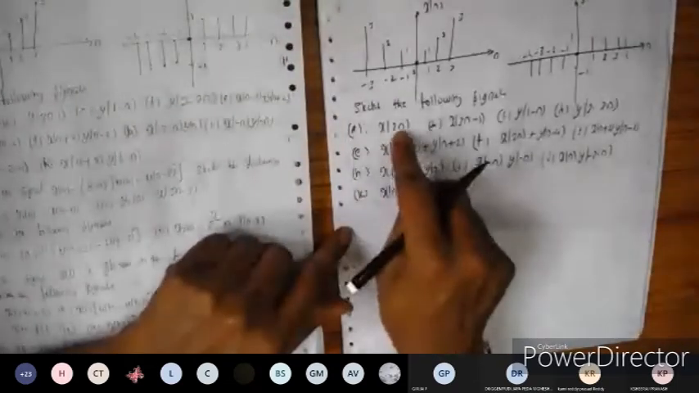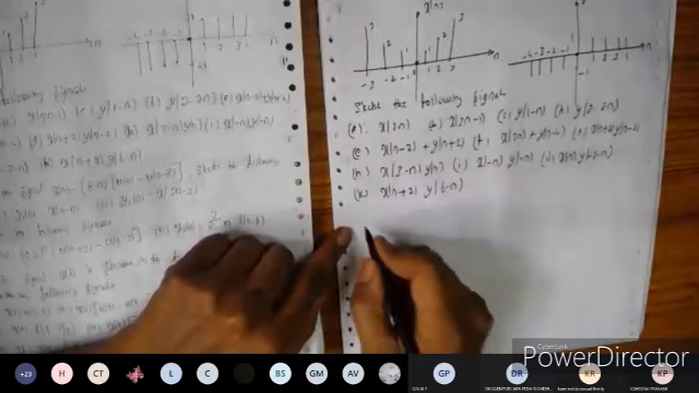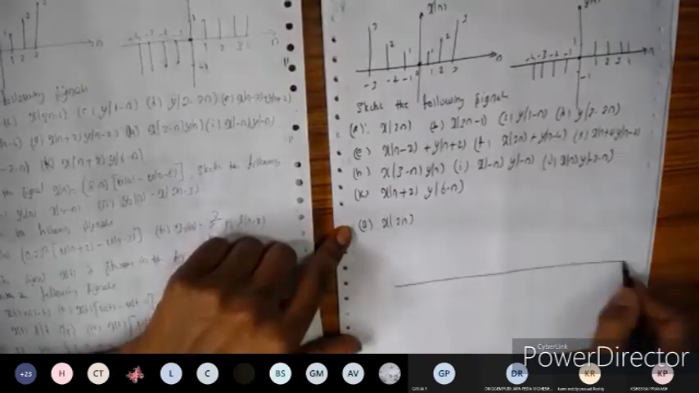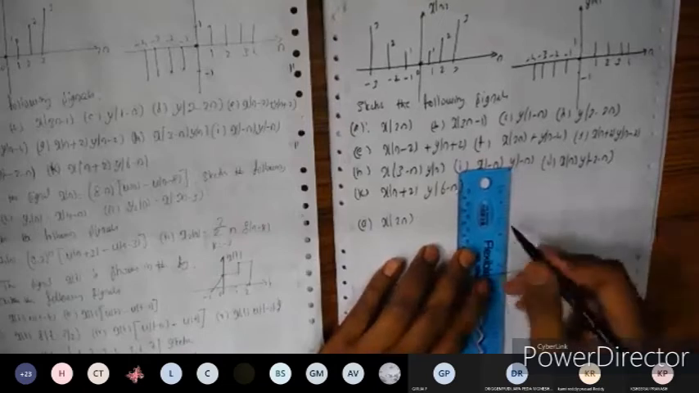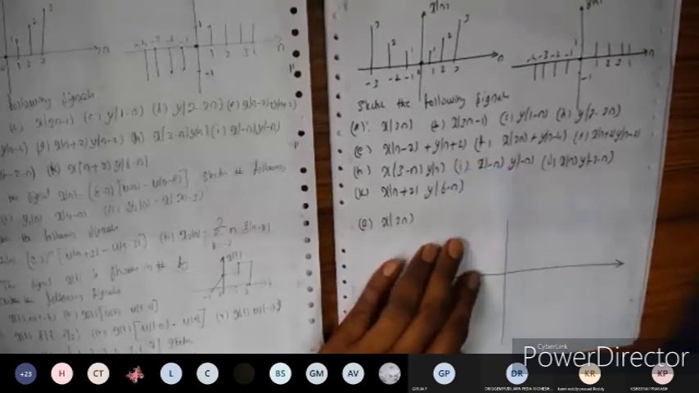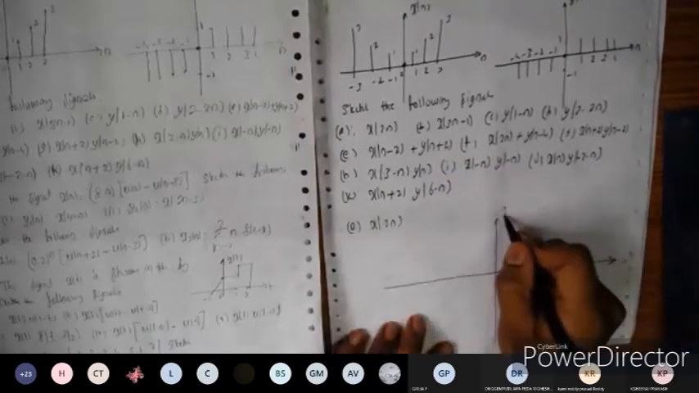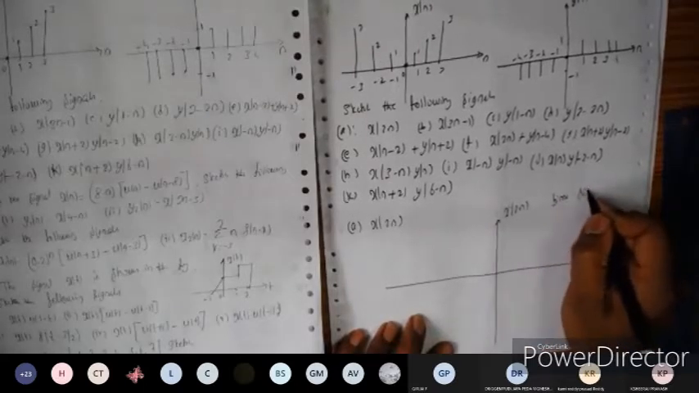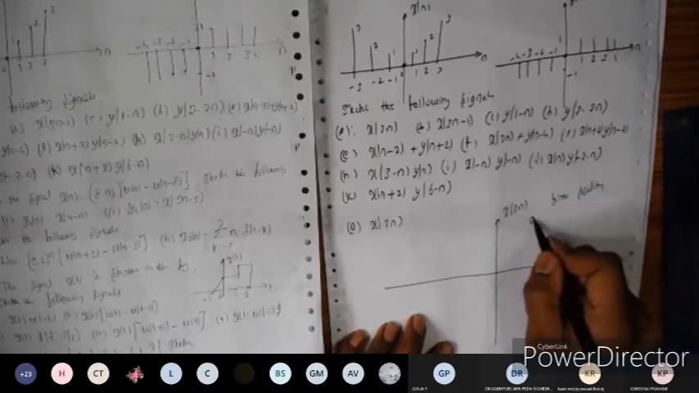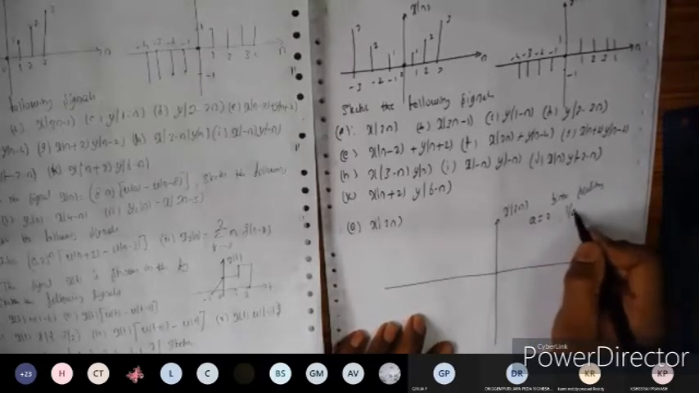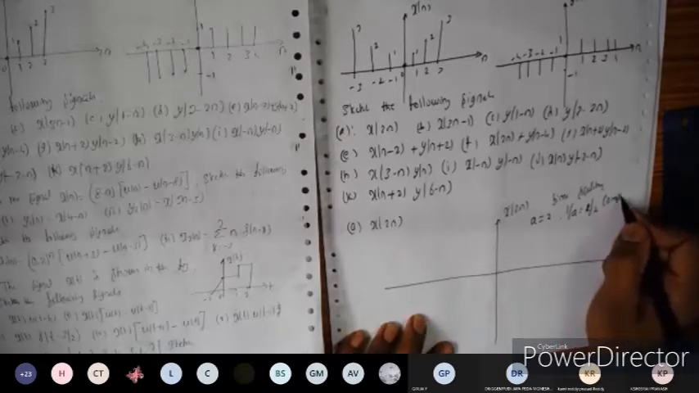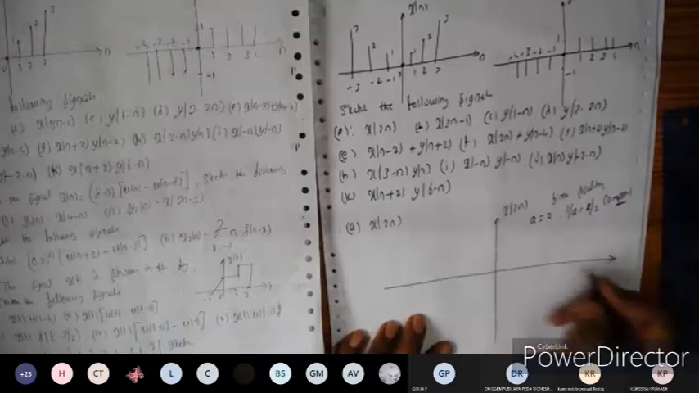So first I'm going to do x of 2n. The first one is x of 2n. Let us mark the time axis, and let us mark the amplitude axis here. So this is x of 2n. It is nothing but time scaling. The value of a is 2, so we need to multiply by 1 by 2. The signal will be getting compressed here.